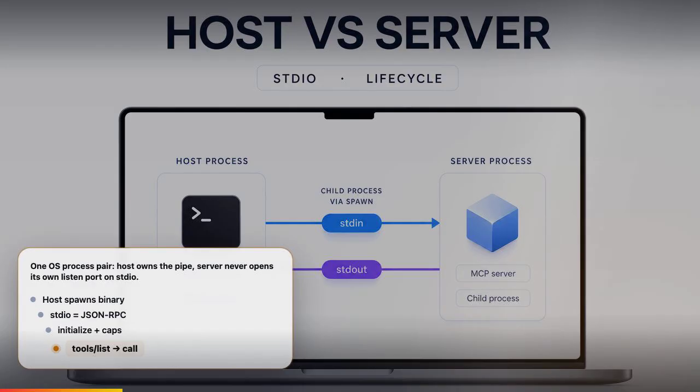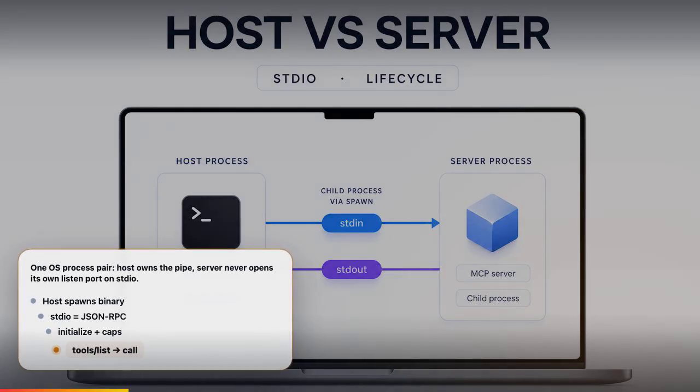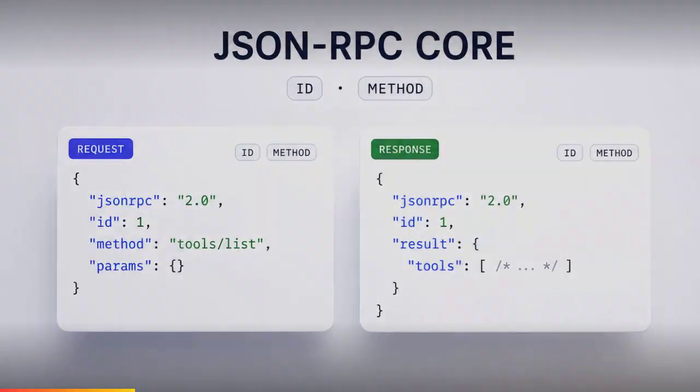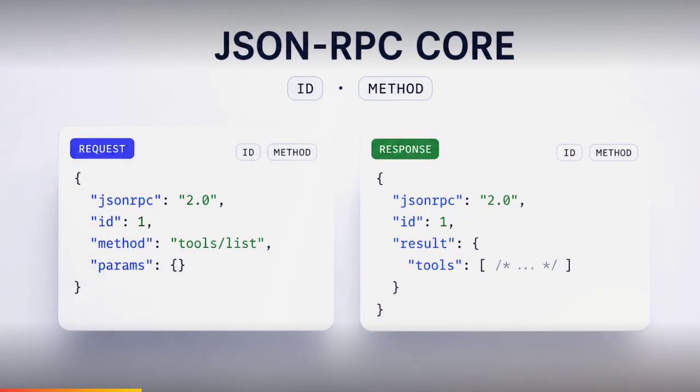One long-lived stdio pipe. One JSON-RPC message per line. Process exits when the host closes the session. If the binary exits, the session ends. Every request carries JSON-RPC 2.0, an ID for correlating responses, a method such as tools/list, and params as objects. Errors return code, message, and optional structured data for the UI.